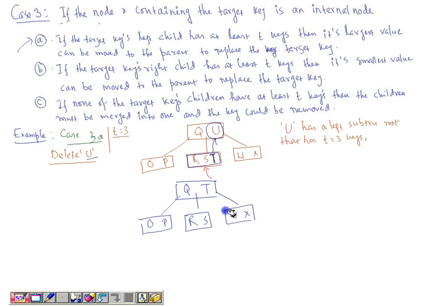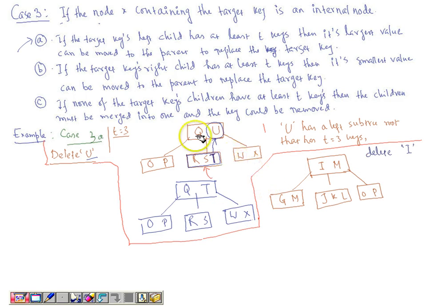Now consider subcase B under case 3. In the earlier case, that means in subcase A, we would require to delete this key U, where it has a left subtree root with T keys. Now here in subcase B under case 3 we need to delete key I that is located here, which has a right subtree root with T keys.